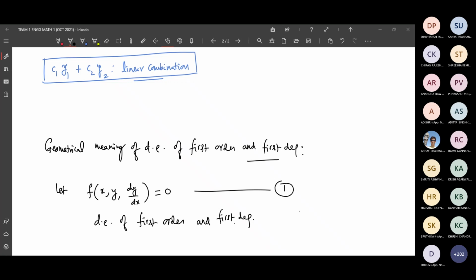Please clarify, are you able to hear me and are you able to see the screen? Yes, sir. We are able to hear you and able to see the screen.